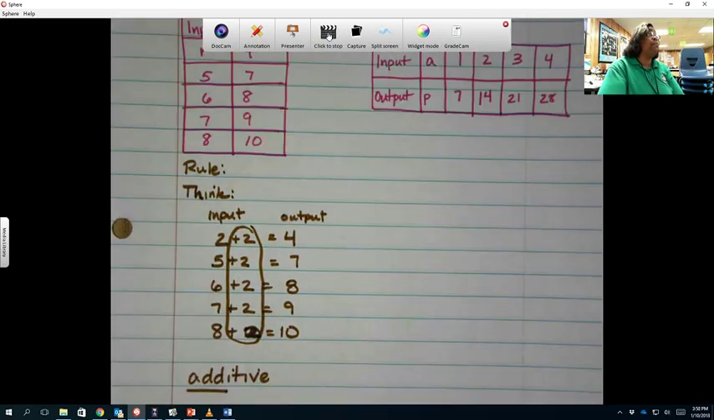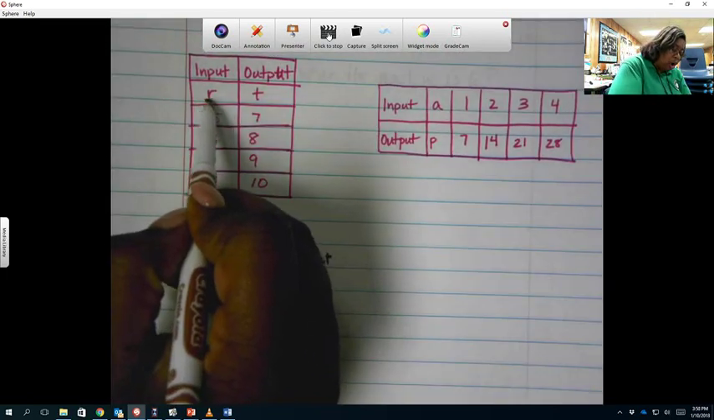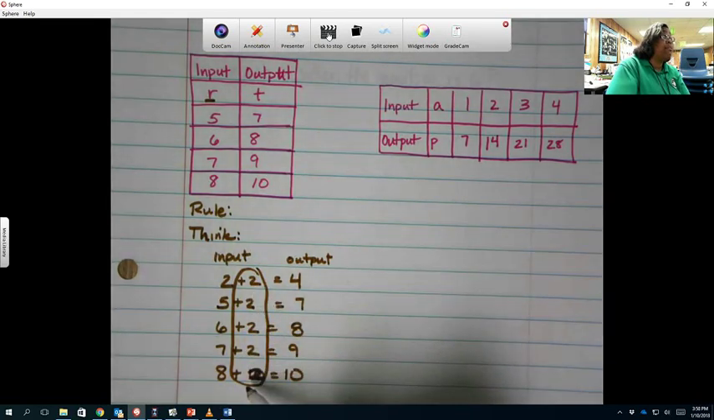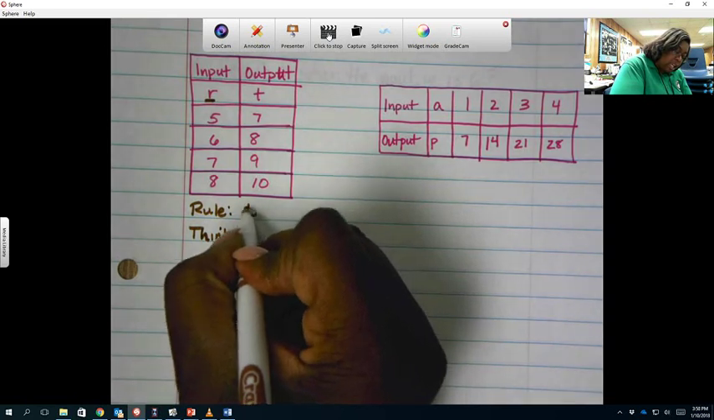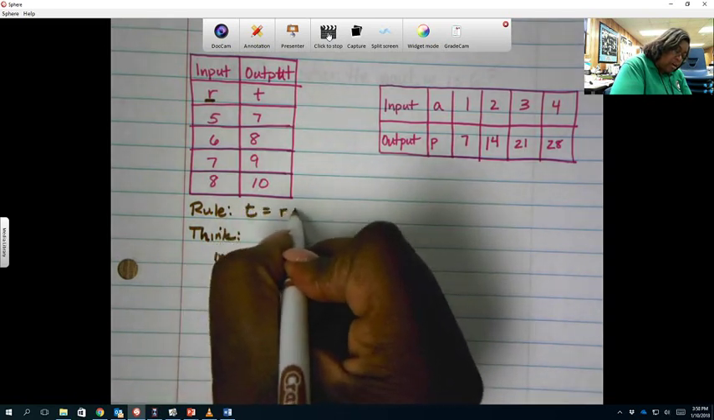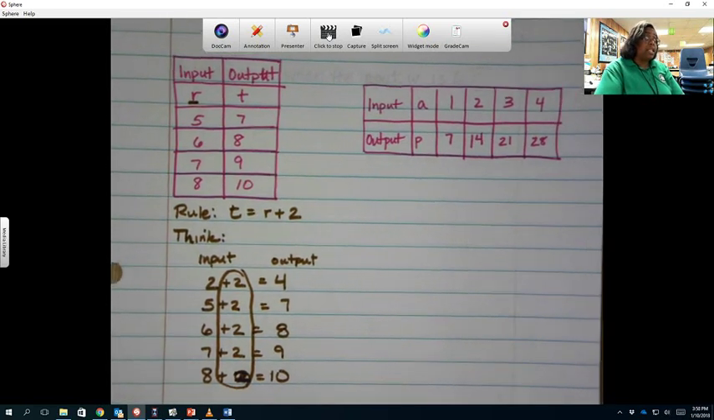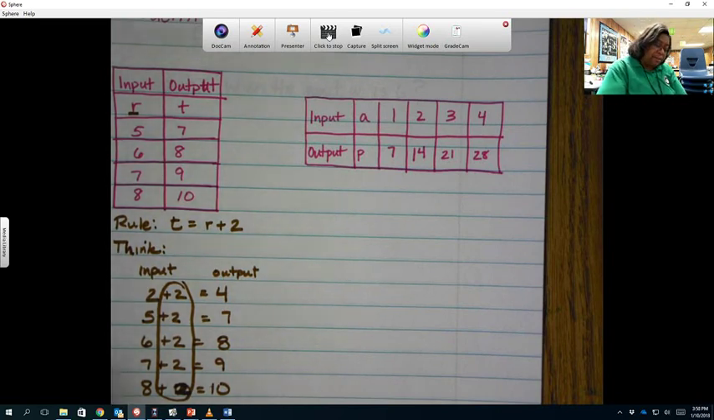for this table. Well, if I take my input R and I add 2, because that's what I did each time, I'll get the output T. So T equals R plus 2. That's my rule. Okay. Let's go over here to this table, see if we can identify the pattern.